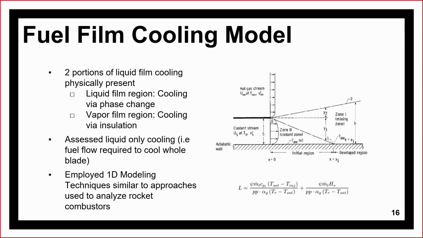There are 2 portions to liquid film cooling that are really present. There is the liquid film region, where cooling is dominated by phase change. And then after all of the liquid film is evaporated, we have a vapor region where, similar to air, cooling is dominated by insulation. For a first order feasibility assessment, we only looked at liquid only cooling, with the goal being assessing how much fuel is required to cover the entire blade in a liquid film. And to do this, we employed 1D modeling techniques similar to approaches used in analyzing rocket combustors.